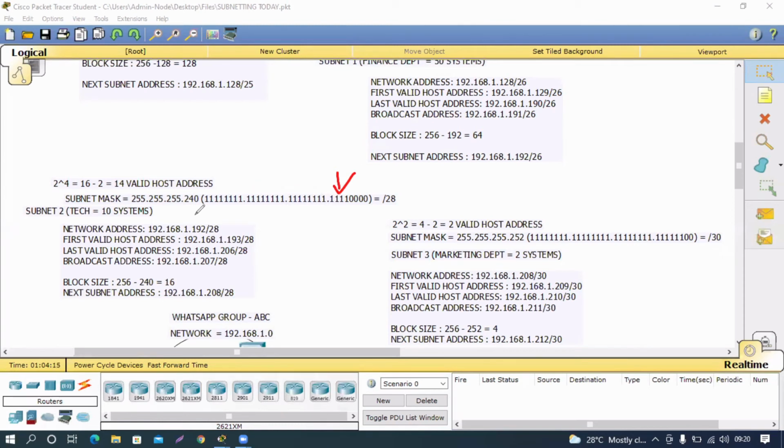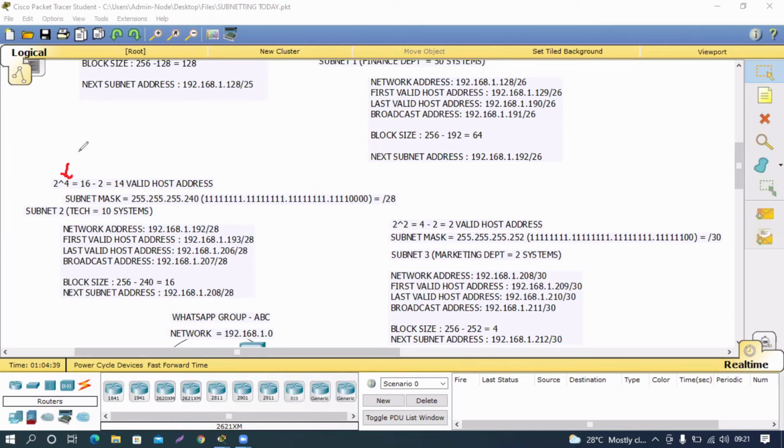This is about finding the subnet mask. Always we need to find the subnet mask for which we are doing this calculation. So we need to leave bits, as if we take 2 raised to power 4 or 2 raised to power 2, that many bits will be left from the last octet. Whatever power you are taking.